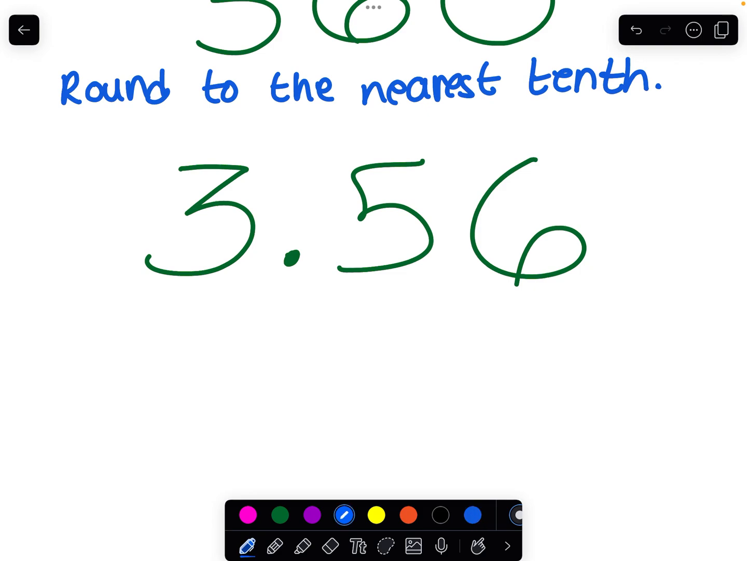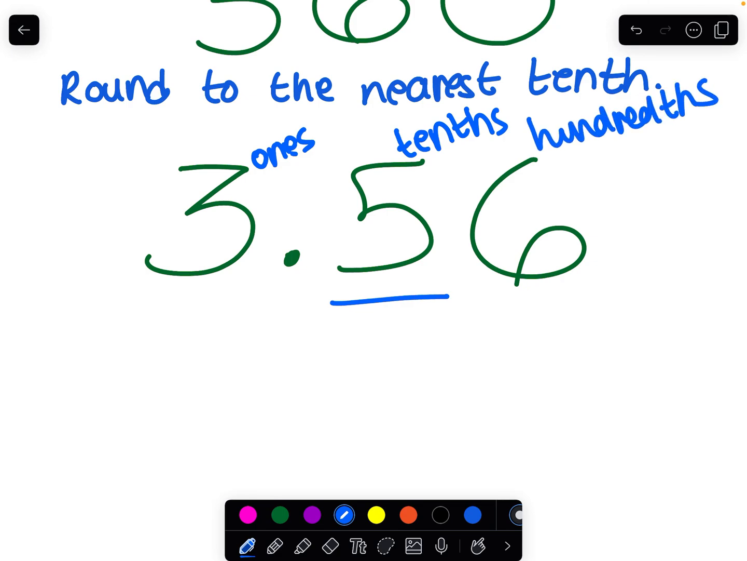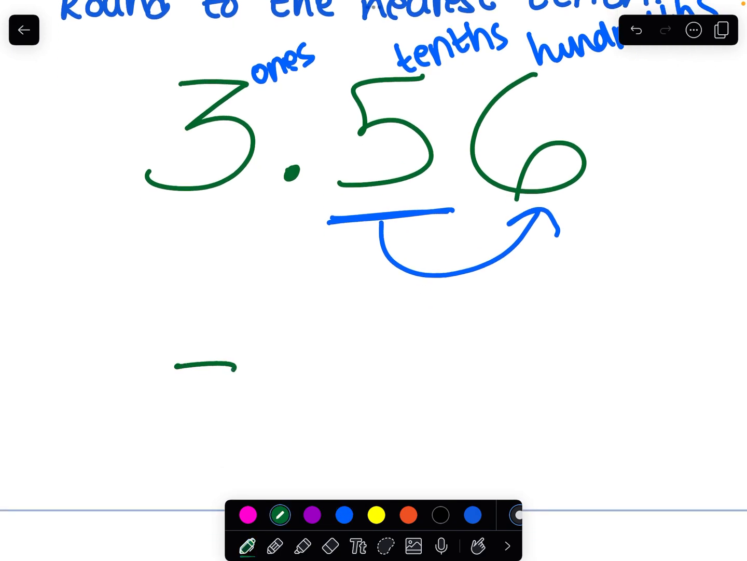Well, we're going to look at the tenths place, which is right here. And just to review, we've got the ones here, we've got the tenths here, and we've got the hundredths here. So we're going to look at the tenths place. We're going to look next door. It's 5 or more, so we have to round up. So when we round up, the 5 becomes a 6. So now we've got 3.6.